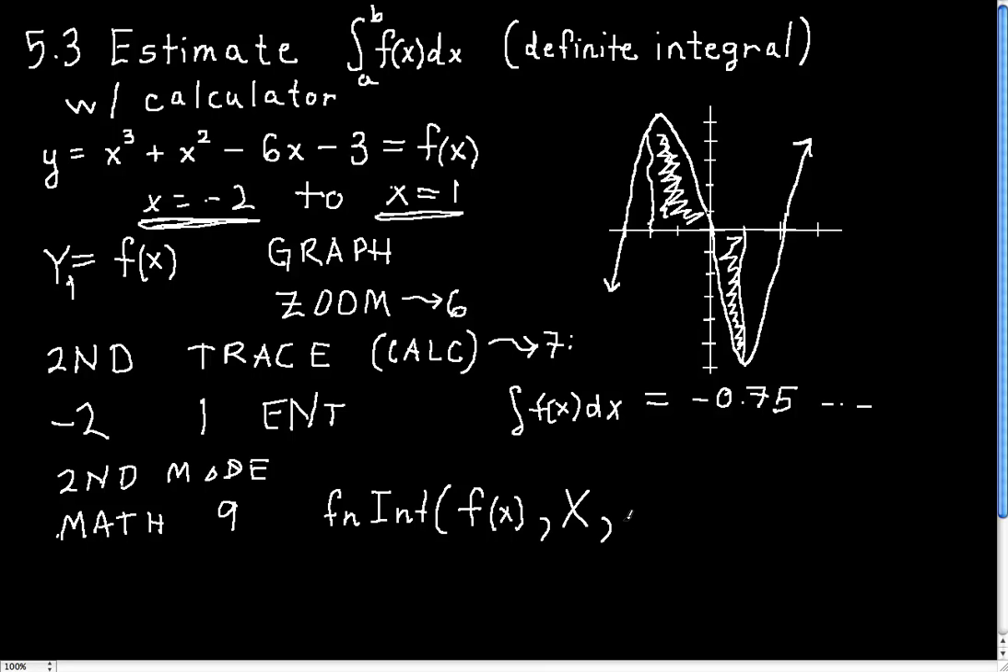And then another comma, and enter in your lower limit, which in this case is -2. And then another comma, followed by your upper limit, which in this case is 1, and then a close parenthesis, and then press enter. And if you do that, then it should give you this same estimate that it gave you on the graph. Okay, so now you have two ways to estimate definite integrals with your calculator.